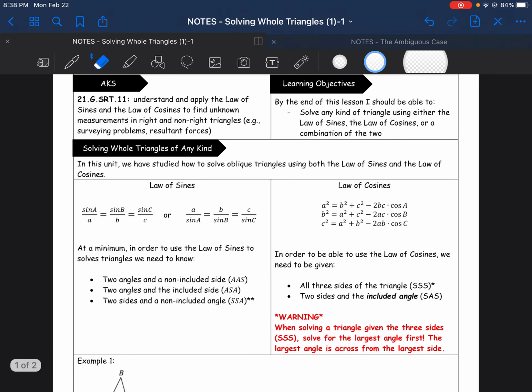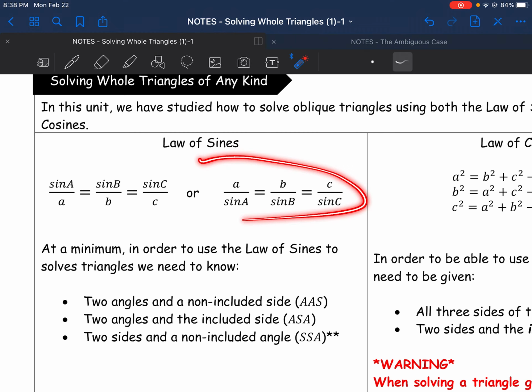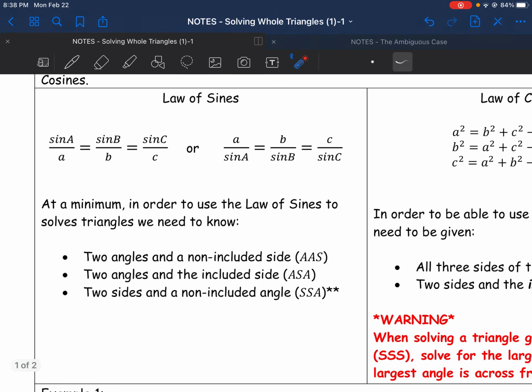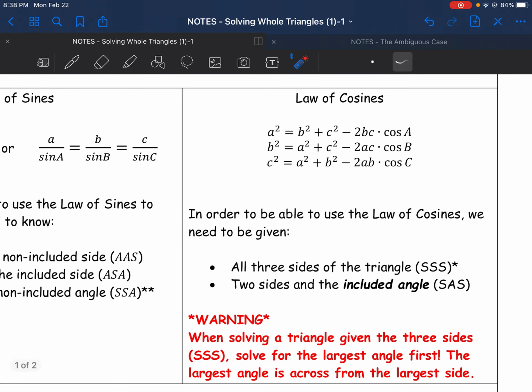So throughout this unit, we spent quite a bit of time looking at the law of sines and the law of cosines individually. We saw that the law of sines, which is provided right here, can be used either when we're given a triangle with two angles and a non-included side, a triangle with two angles and the included side, or a triangle with two sides and a non-included angle. For the law of cosines, we saw that we can use it when we're given a triangle with all three sides, or when we're given a triangle with two sides and the included angle.